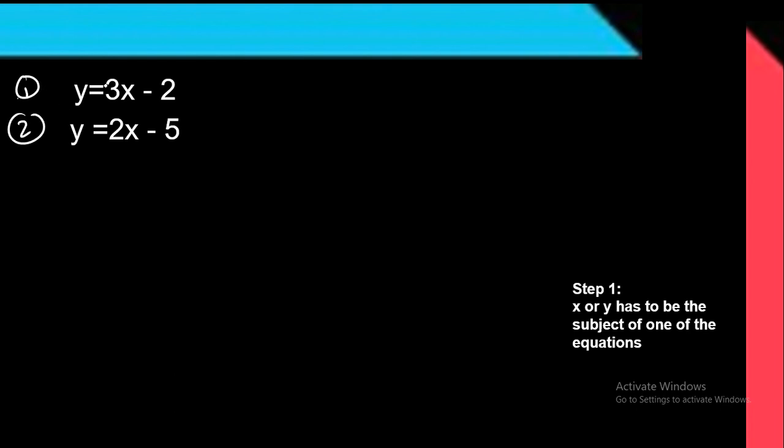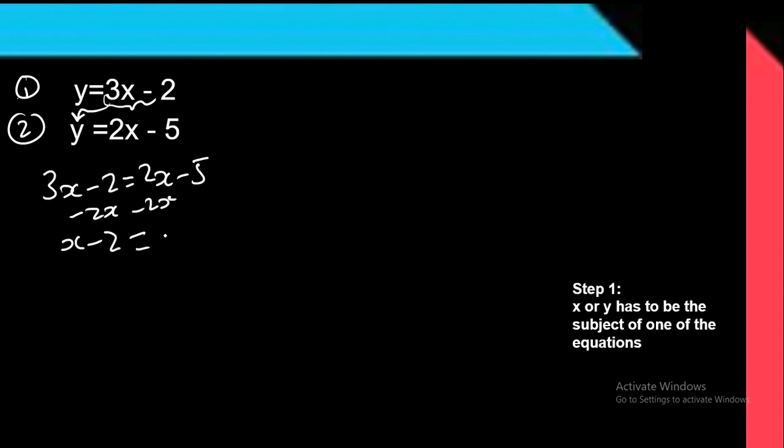So again, I'm going to take the first one, which is y = 3x - 2, and I'm going to substitute it into the second equation. I'm going to make them equal each other because they both equal the same thing. So 3x - 2 = 2x - 5. Then I'm just going to solve these equations like I normally would. So subtract 2x from both sides. x - 2 = -5. And then add 2 to both sides. I will get x = -3.